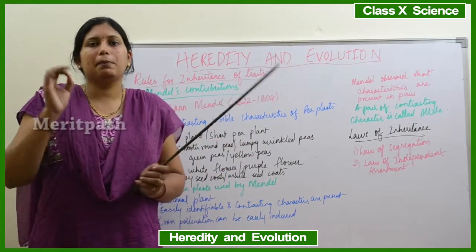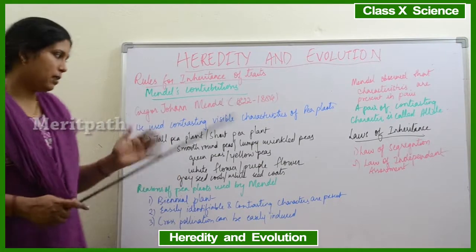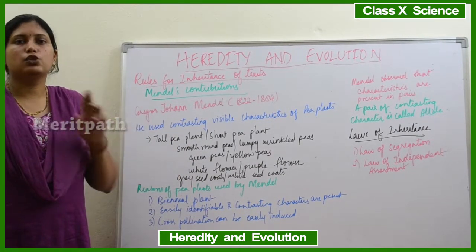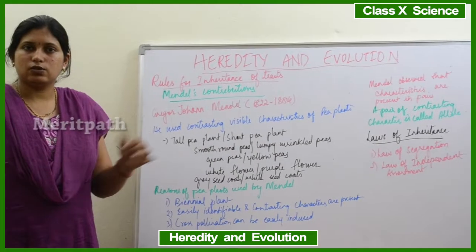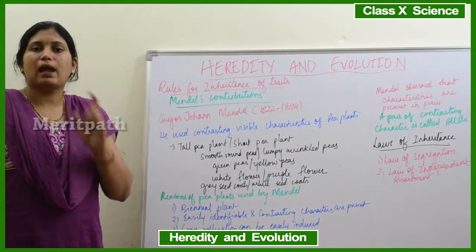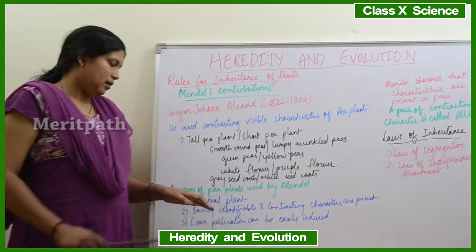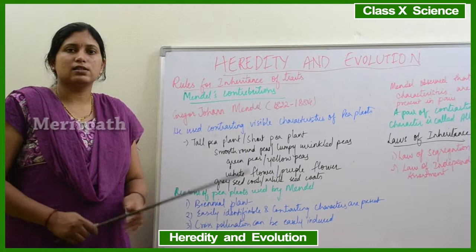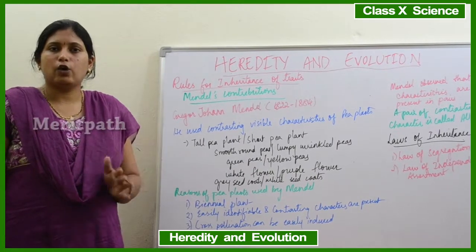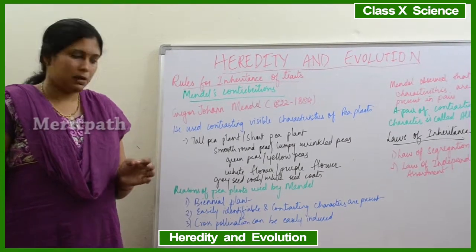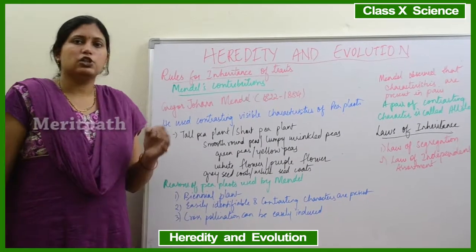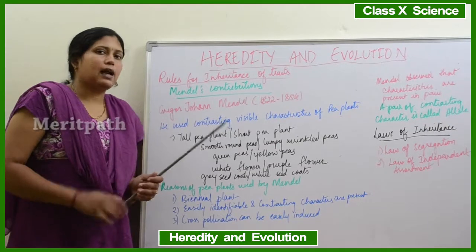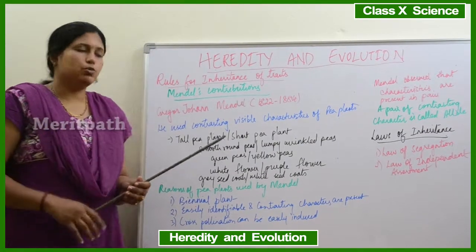Why did he choose only the pea plant for all his experiments? Because the pea plant is a biennial plant. It has 2 generations in one single year. So it can produce 2 generations of plants in one single year. And it has easily identifiable and contrasting characters, and cross-pollination could be easily done in these pea plants. And what were the visible characteristics of the pea plants he chose?